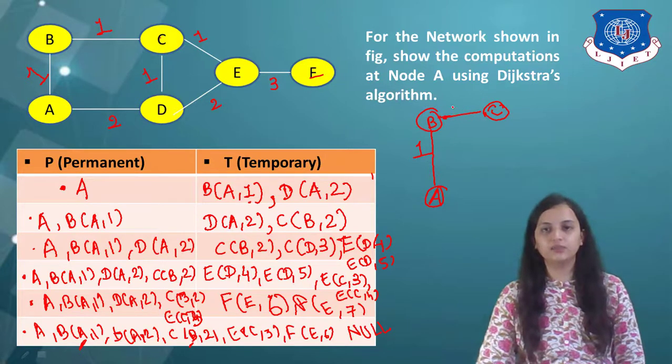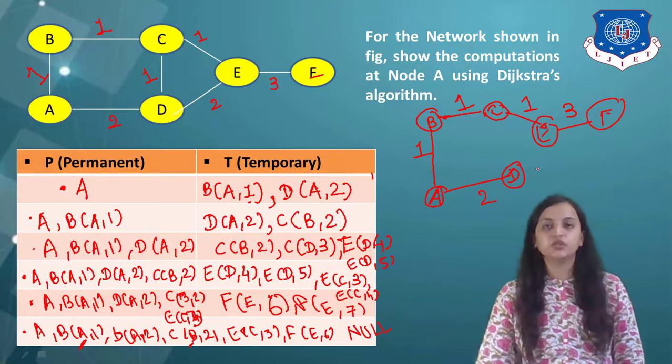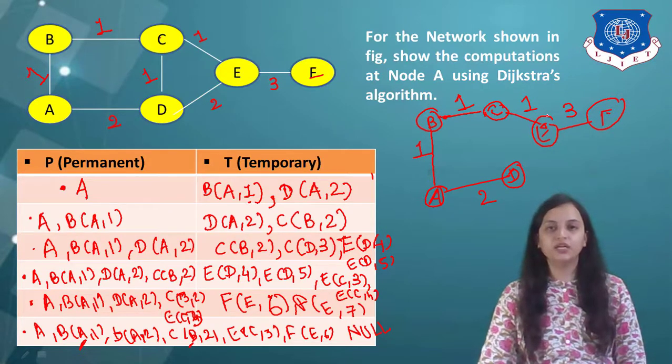So here 1 is there. So 1 plus 1, 2. So by writing over here the 1. Now next is DA2. That means we are reaching D from A with the value 2. Then next is EC3. We are reaching E from C with the value 3. 1 plus 1 plus 1. And the last is F. The value is 6. That means 1 plus 1, 2, 2 plus 1, 3, plus 3, 6. So this is the shortest path we have obtained from this network using Dijkstra's algorithm.